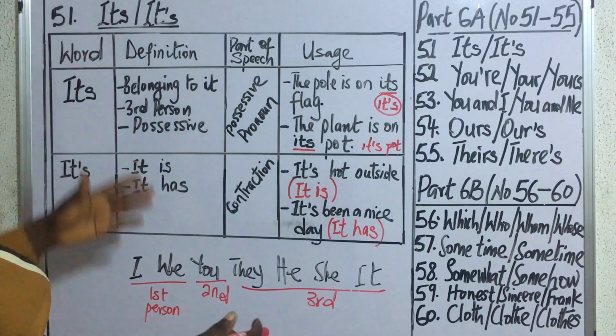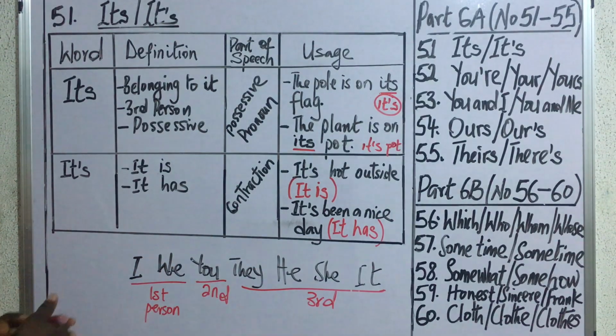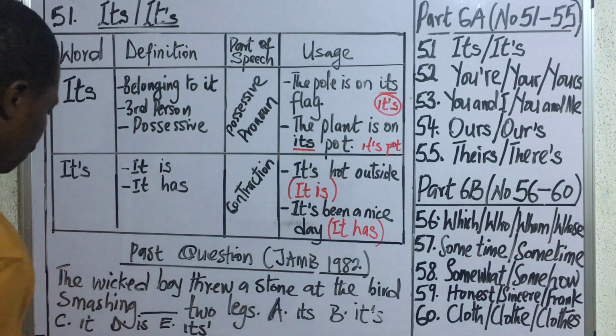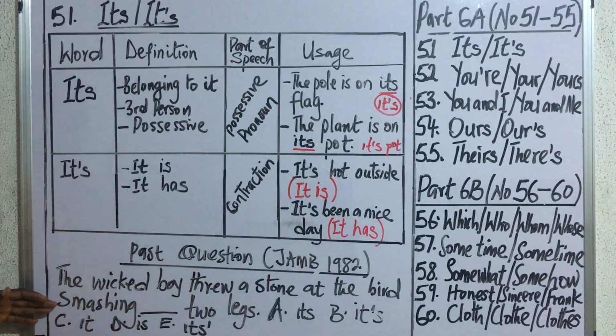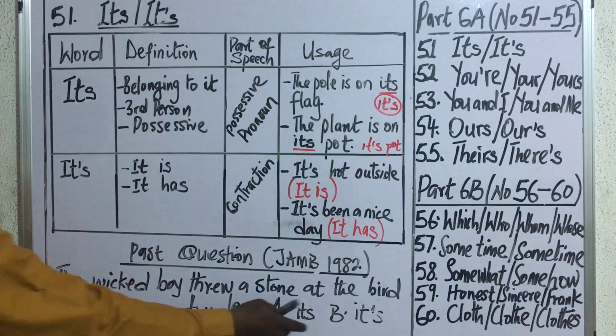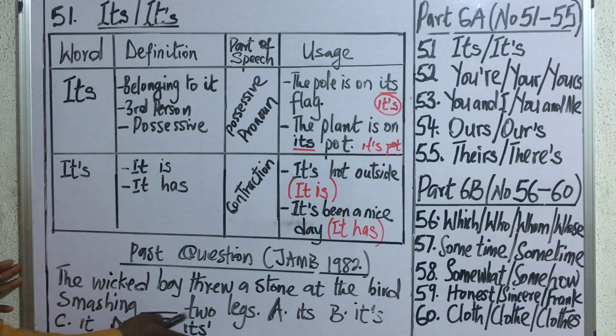The next thing we want to talk about is their appearance in past questions. JAMB 1982. The wicked boy threw a stone at the bird, smashing dash two legs. A: its, B: it's, C: its', D: it, E: is.